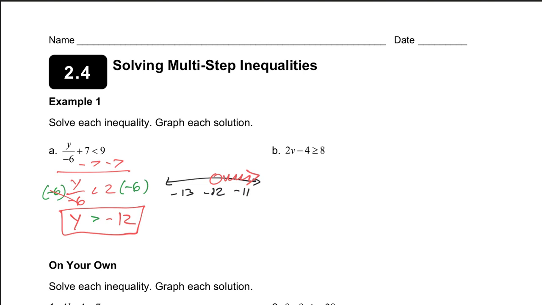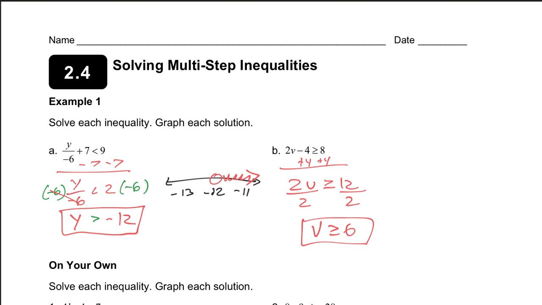Example 1b, go ahead and do the same thing here. We're going to look at what we need to get rid of. So I'm going to add 4 to both sides of the inequality. So I get 2v is greater than or equal to 12. Divide both sides by 2, and I get v is greater than or equal to 6.